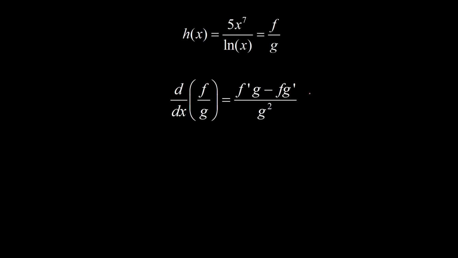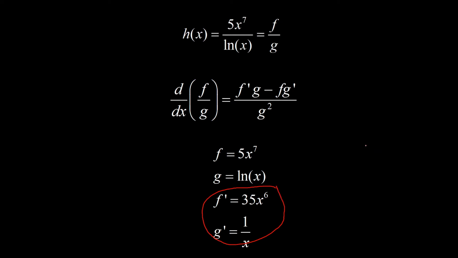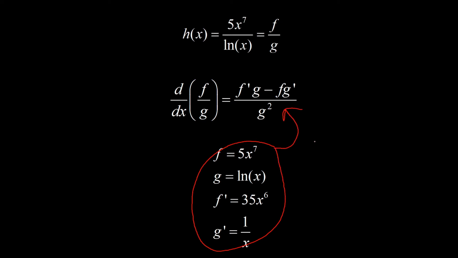So let's check it out. We'll identify f. f is always the entire numerator, and g is always the entire denominator. And so from that, we can define f and g. Now that we have f and g, we will take their derivatives. And now with all four of these pieces, we plug it all into the quotient rule.